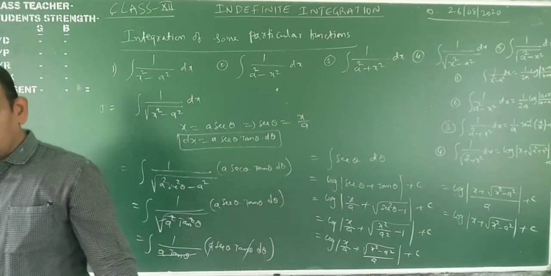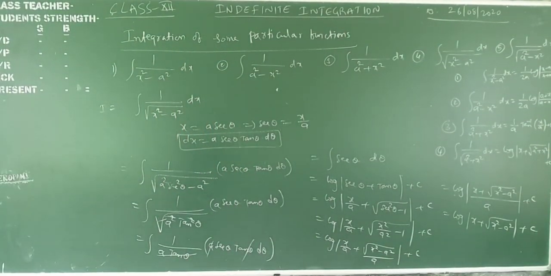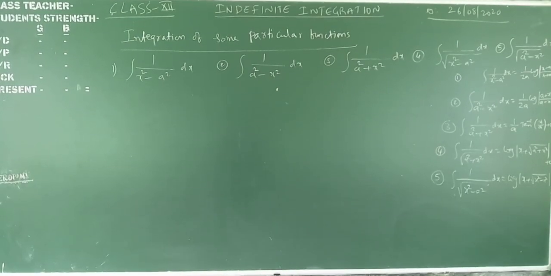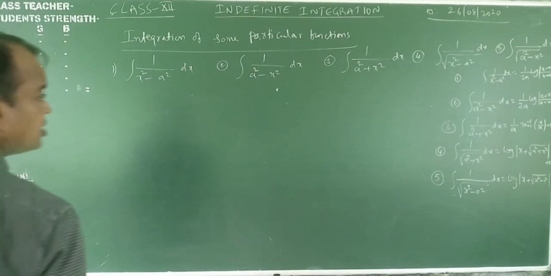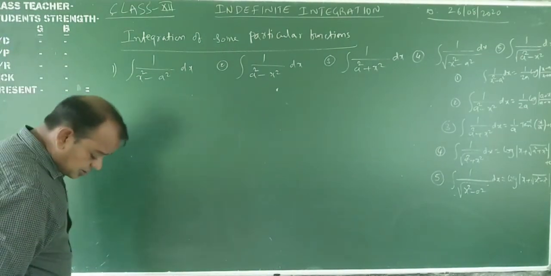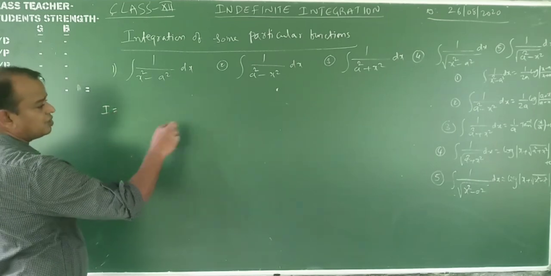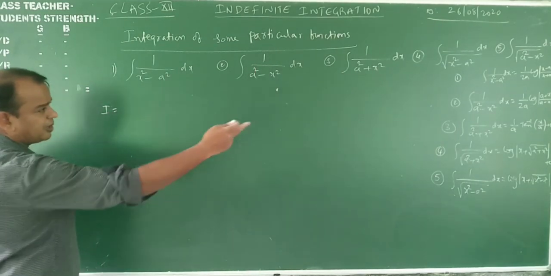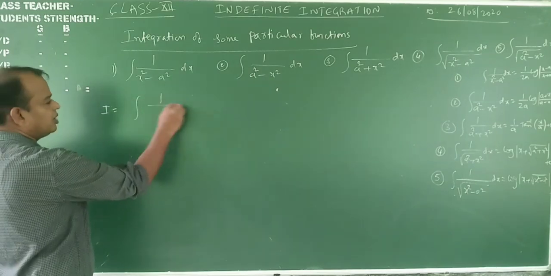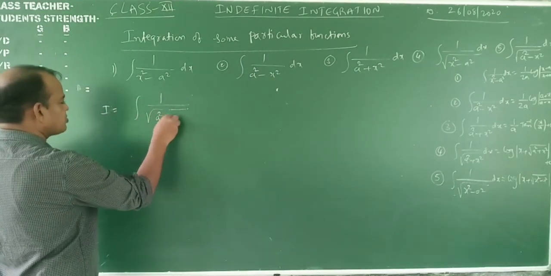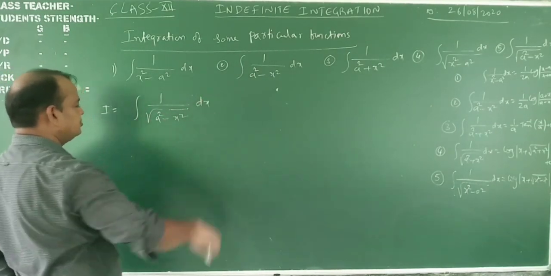Yes, going to the next problem. What is the next problem? Integral of 1 by root over a square minus x square dx. This is the sixth one; one was already included in between.